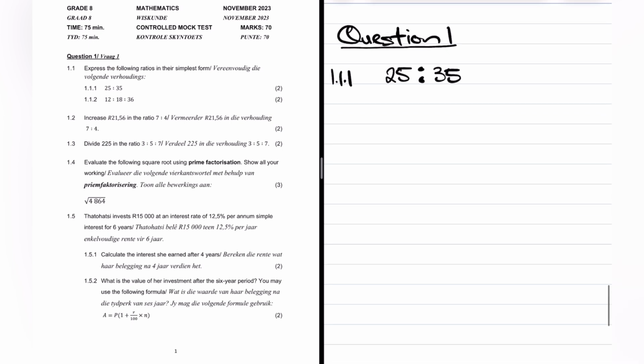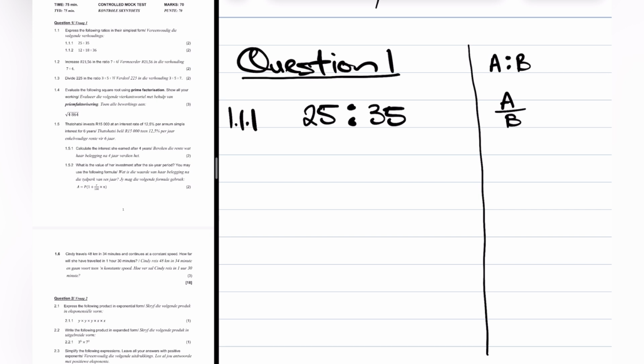So in order to simplify a ratio, remember a ratio can be expressed in the form A to B in colon form, or as A over B in fraction form. We of course have a colon form situation here, but regardless of what form it's in, when we simplify a ratio, we need to find the highest common factor of the two or more numbers in the ratio. In this case, it's 2 numbers. So we need to look at what is the highest common factor, wat is die grootste gemeene factor of deler van 25 en 35.